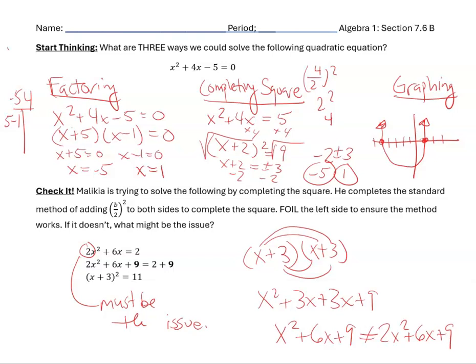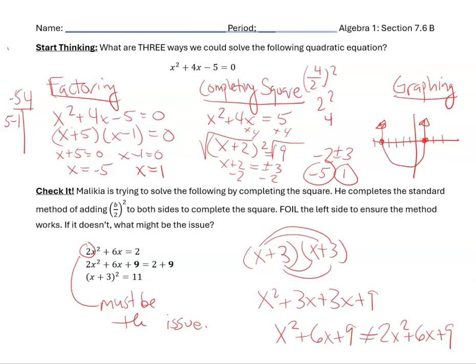All right, we are continuing our study of completing the square, but we're going to change things up a little bit. 7.6b is where a does not equal 1 in your equation. So the start thinking part says, what are the three ways we can solve the following quadratic equation?